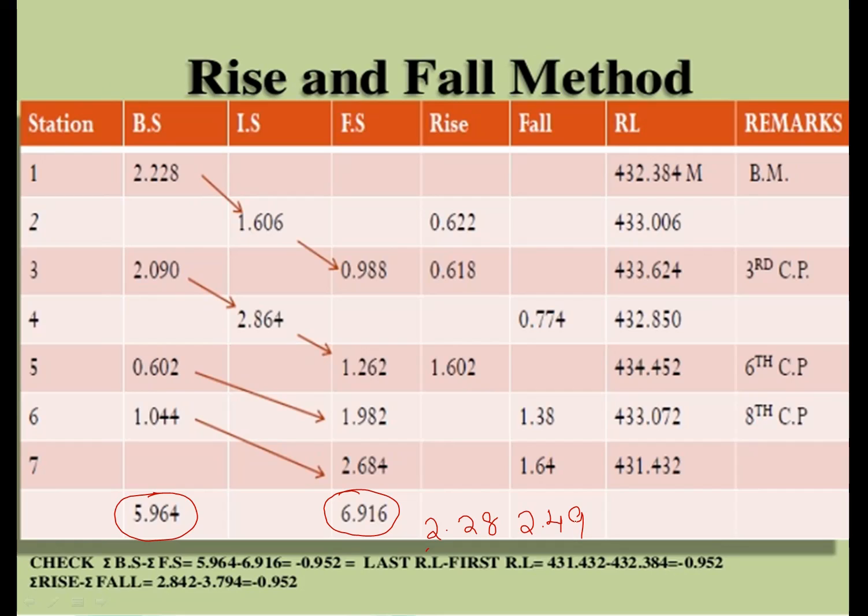Okay. And you can find out the difference between sigma rise and sigma fall, and also the difference between last RL and first RL. What is the last RL? Last RL is 431.432 and first RL is 432.384. So you can find out the difference between these two also, and you can see here all these values are coming to be 0.952. So your check is complete. So the calculations you have done are correct. Your booking is complete. So this is how you have to do the rise and fall method and find out the point whose level is unknown to you.